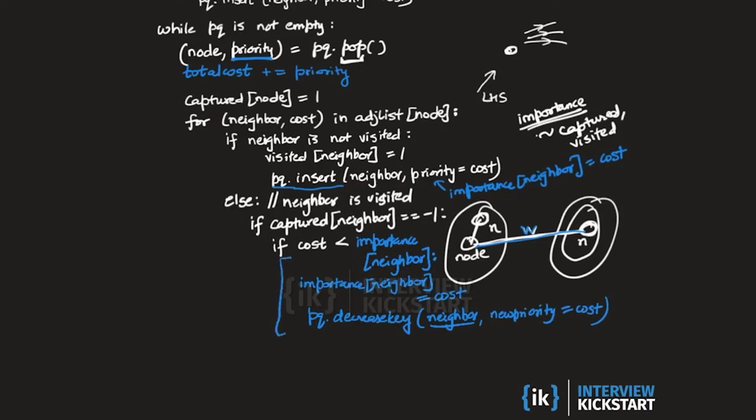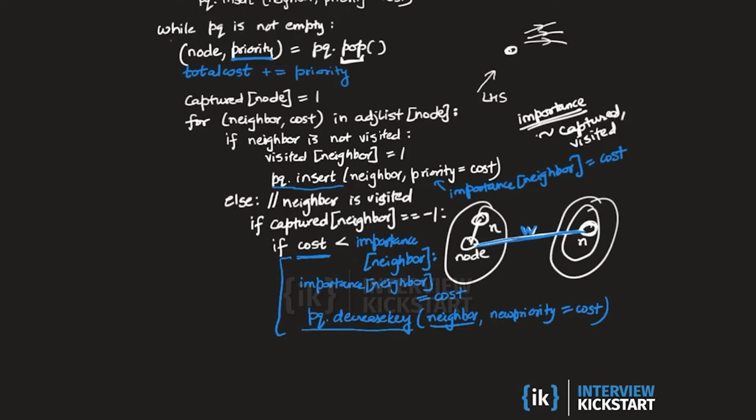I'll get to how this could be implemented in a heap in a minute. Let me just complete the structure of this code. So if we find that the cost is lower than the existing priority value of the neighbor, that means this is actually the least cost cut edge going to that neighbor. So we update the priority value of that neighbor.